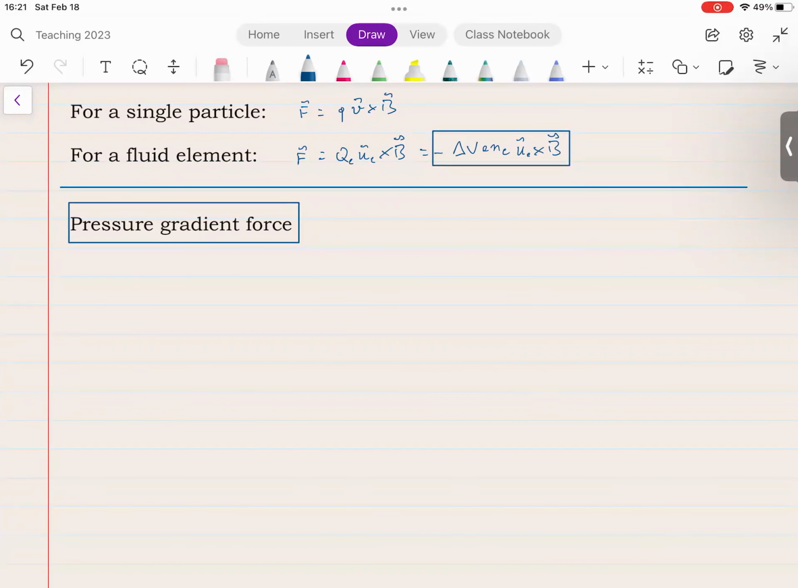If we look at the motion of individual particles, oops, that went badly. Individual particles in and out of our fluid element. My green thing here is my fluid element. My green fluid element, okay.